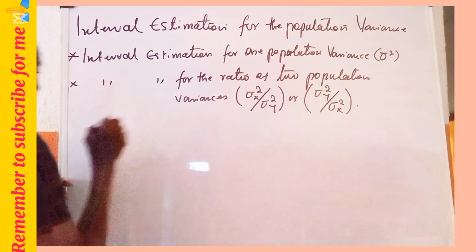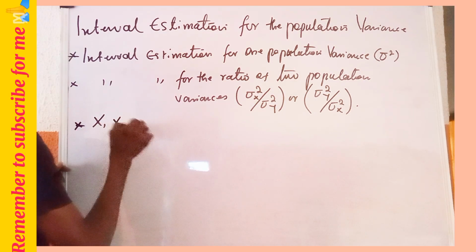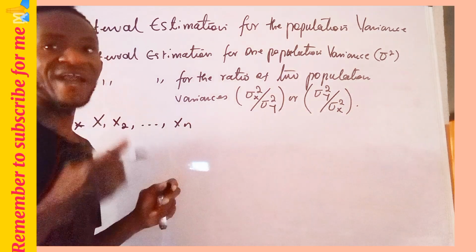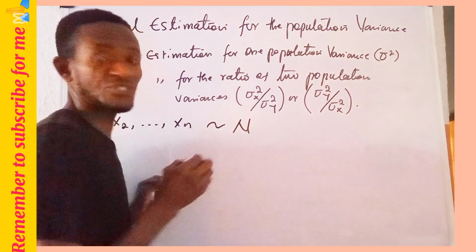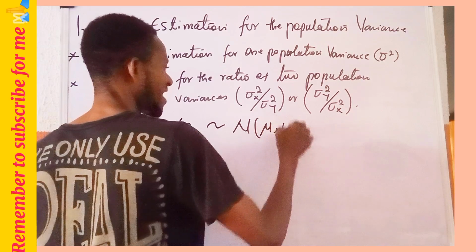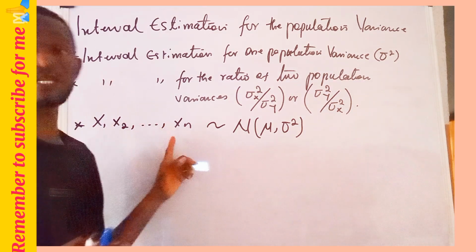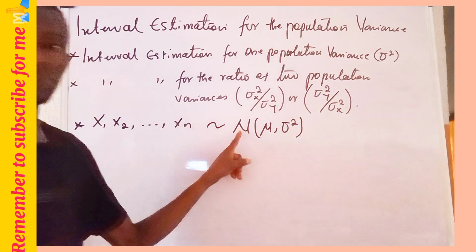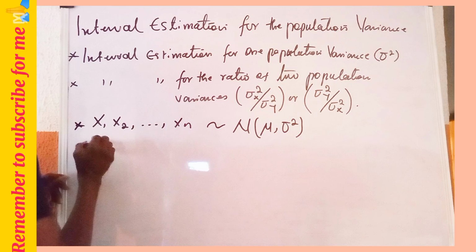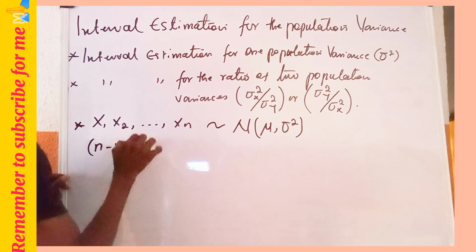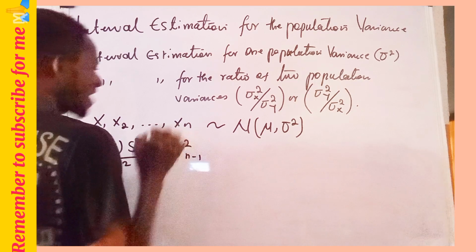The first certainty is that if random variables x1, x2, down to xn are coming from a normal population, that is, they follow a normal distribution with parameters mu and variance sigma squared, the following is true: n minus 1 times s squared all over sigma squared follows a chi-square distribution with n minus 1 degrees of freedom.